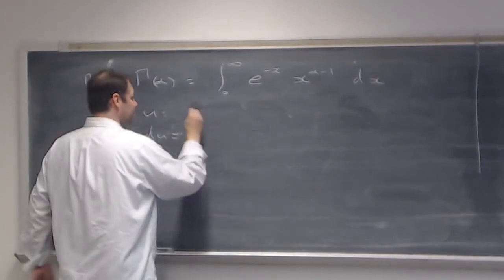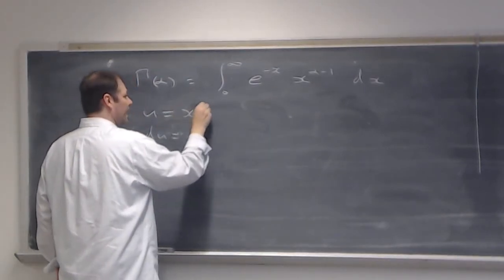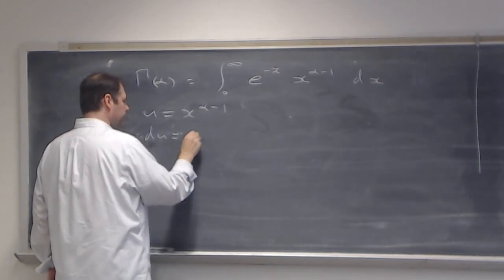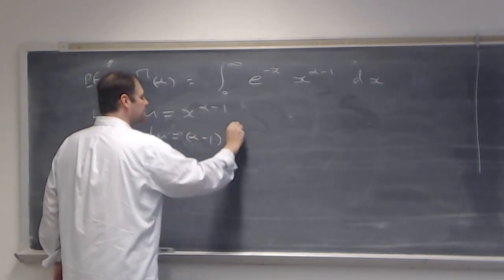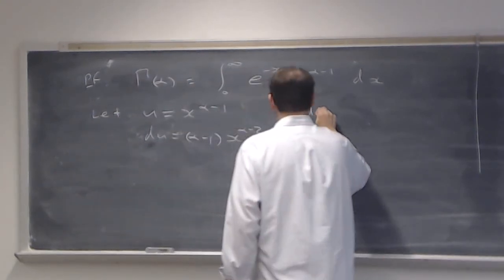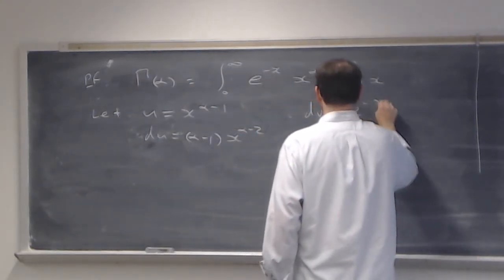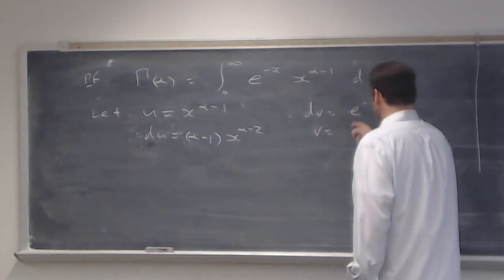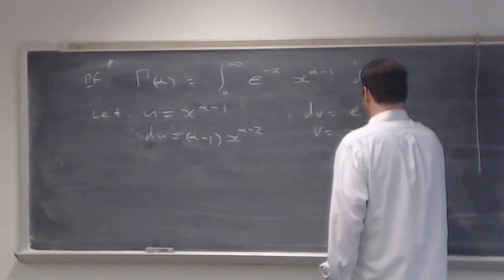Let's see what happens. Let's let u be equal to x to the alpha minus 1. Then du is alpha minus 1, x to the alpha minus 2. Yeah, this looks better. dv is equal to e to the minus x. v, which is the integral of this, is going to be equal to minus e to the minus x.